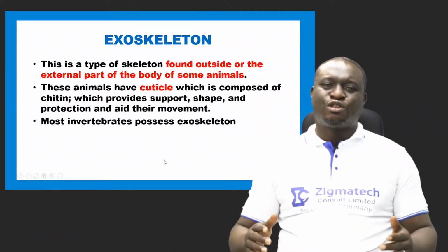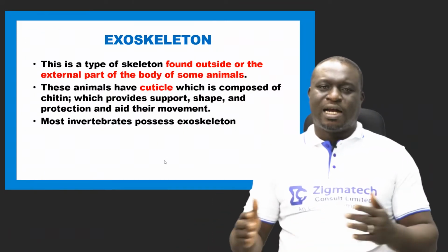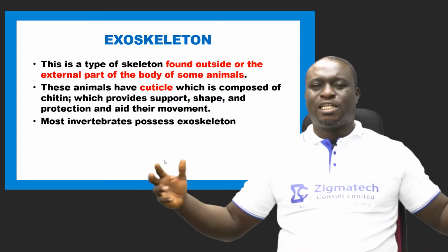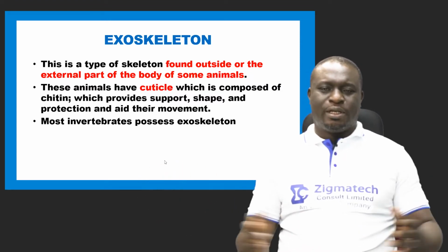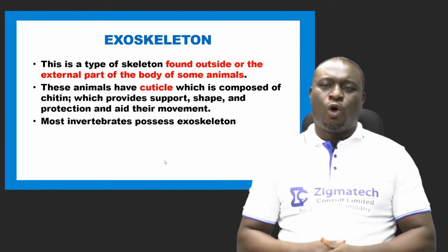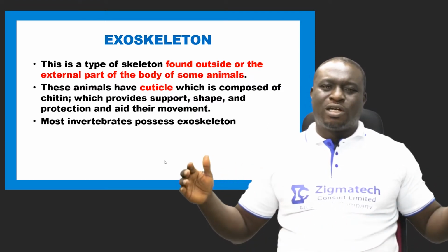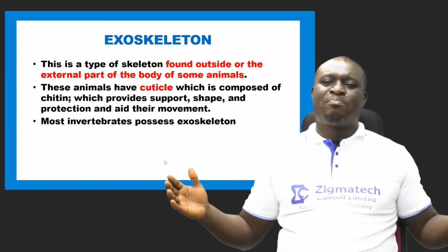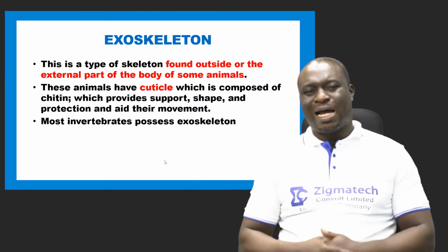Next is exoskeletons. Exo talks about something that is located outside. So this is a type of skeleton found outside, or on the external part of the body of some animals.